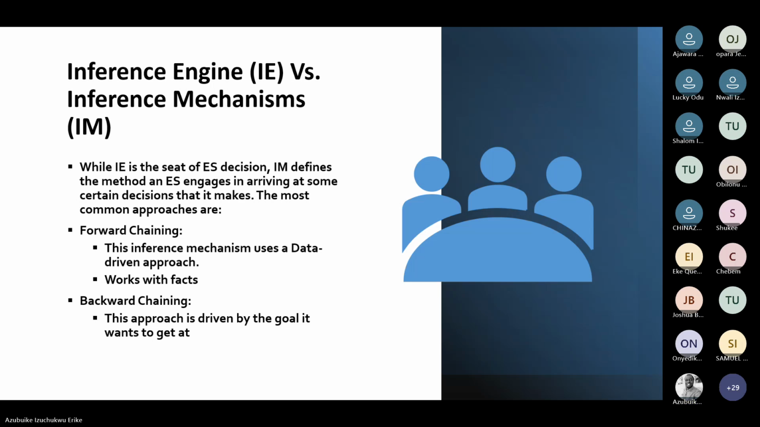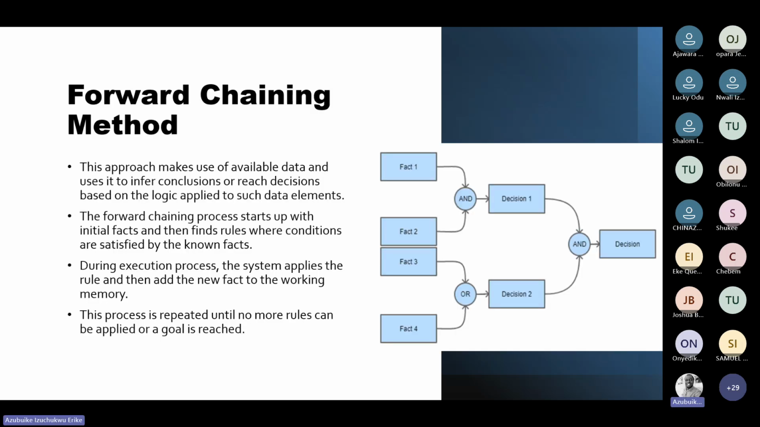Okay. Now let's look at the forward chaining in itself. I want to believe that you are seeing the diagram at the right. So the forward chaining method makes use of available data and uses it to infer conclusions or reach decisions based on the logic applied to such data elements.